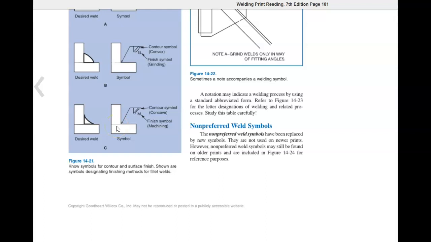Non-preferred weld symbols. The non-preferred weld symbols have been replaced by new symbols. They are not used on newer prints. However, non-preferred weld symbols may still be found on old prints and are included in Figure 14-24 for reference purposes.